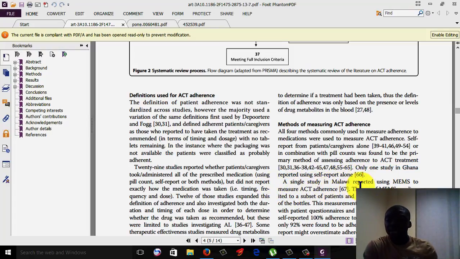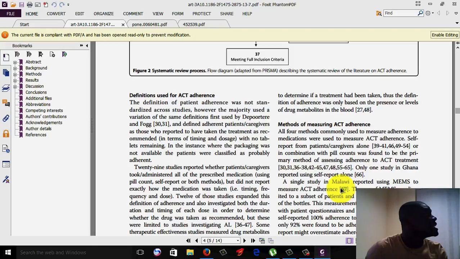Then a single study in Malawi reported using what? MEMS. Which one is that one? We don't know what that is. To measure ACT adherence, but we know what this reference there is. So we can even go down there and look for those papers and look at what really they did. So after looking at these 4 different methods, we should be able to come up with a concrete fact as to what we want to do and how we want to do it.